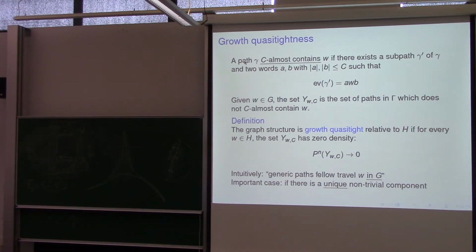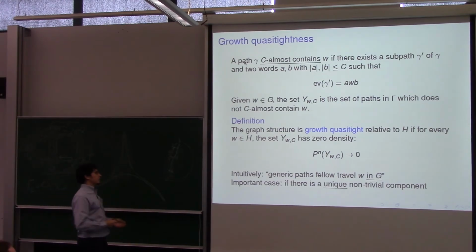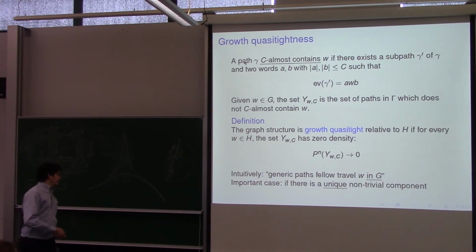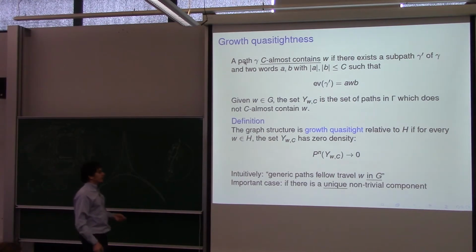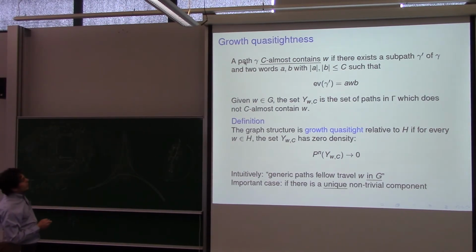Okay, so anyways, when you have a product of two groups, and one subgroup has the same growth as the whole group, then this condition will not be satisfied. That's the point, because basically you cannot avoid words in that subgroup. So, anyways, let's keep going.